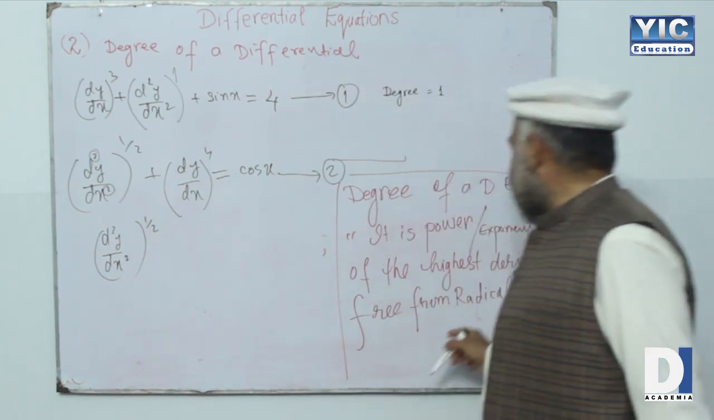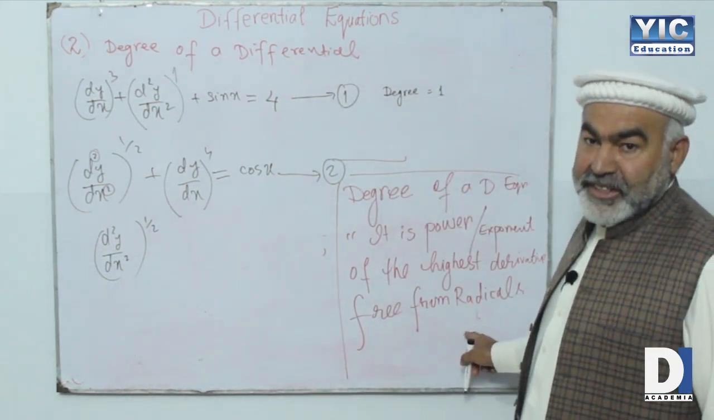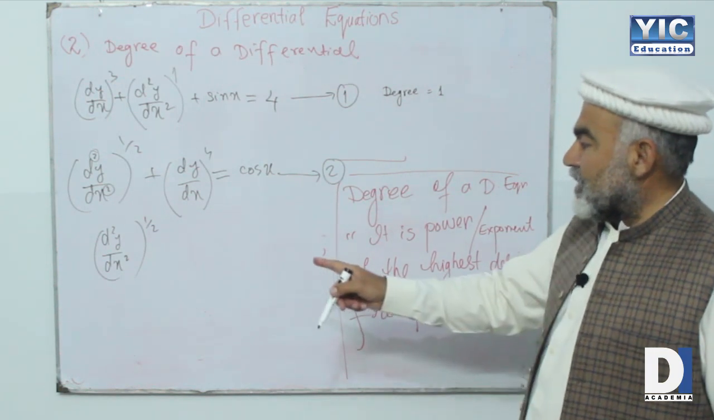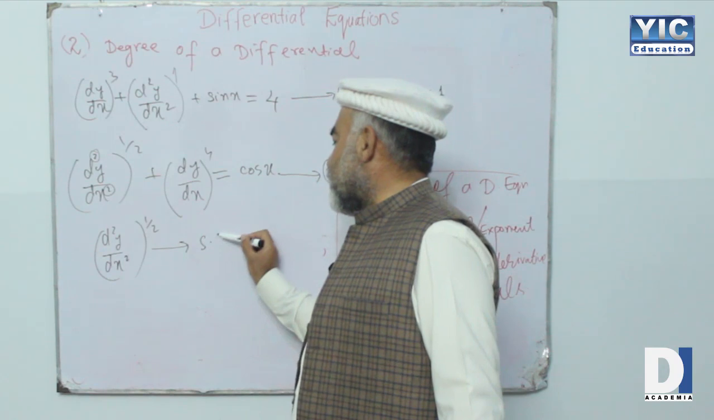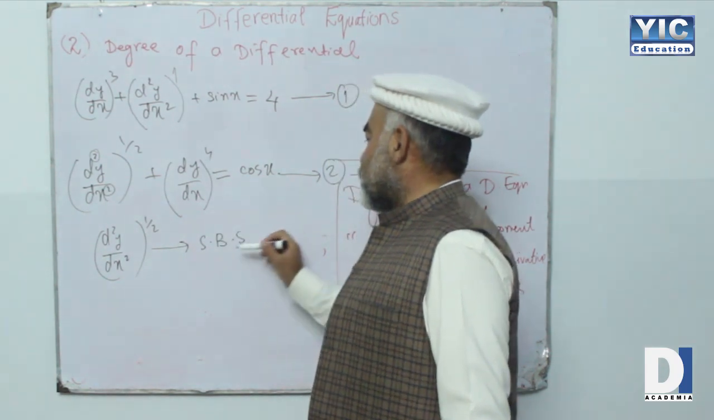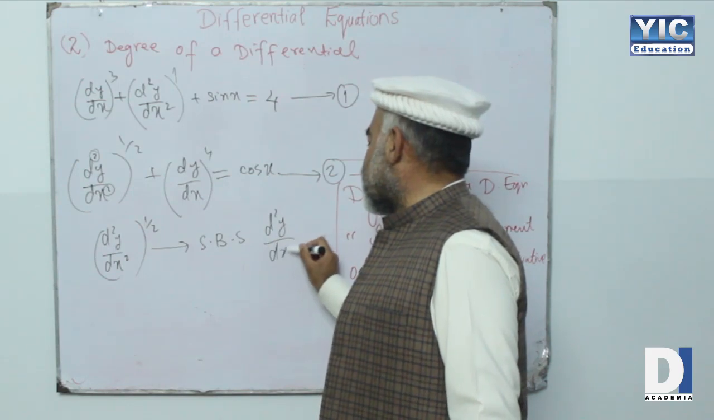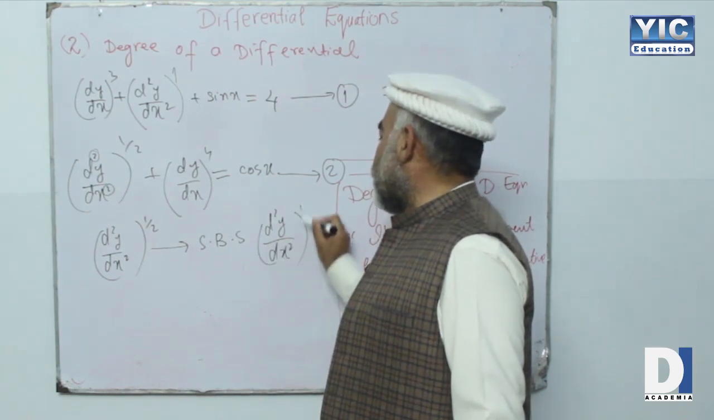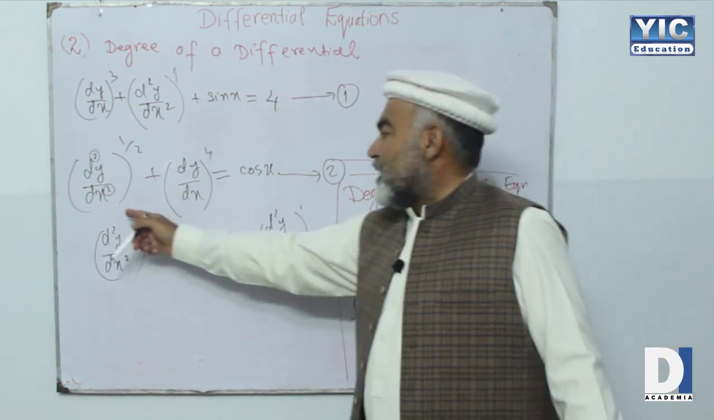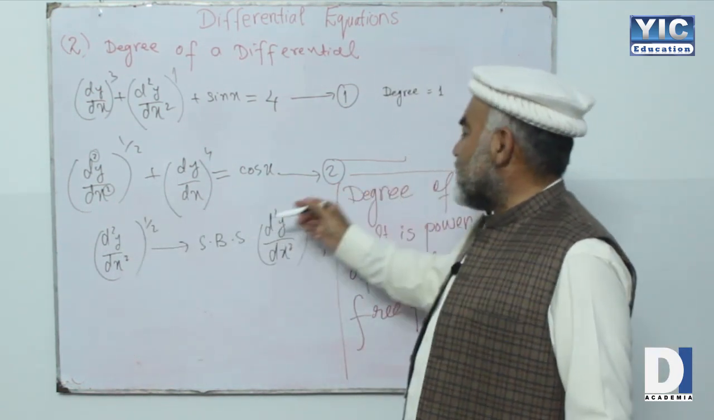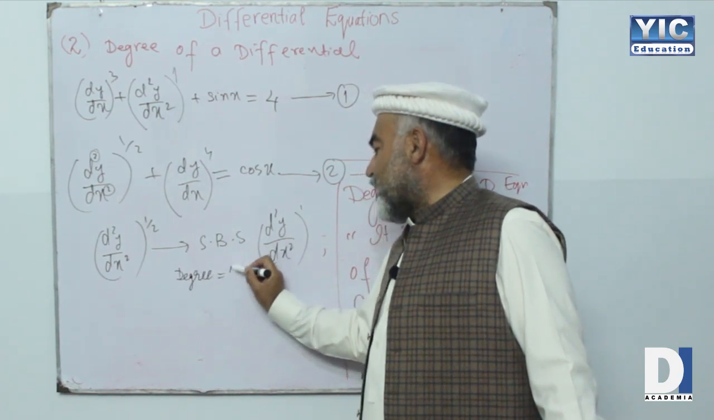Just as I told you, it should be free from radicals. It should be free from fractions. So first of all, we should remove this fraction. Okay, how do we remove that? By squaring both sides. If we square both sides, it will be dy by dx square, so you will get 1. Okay, so here the degree of this differential equation is again 1.